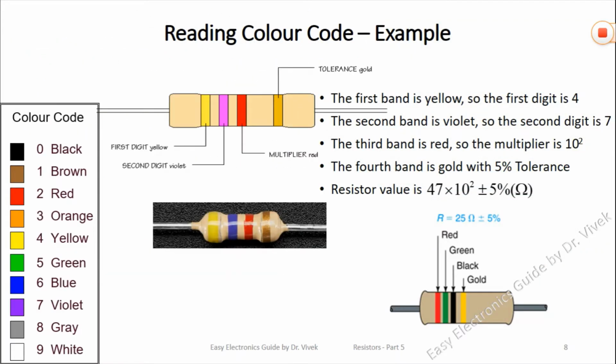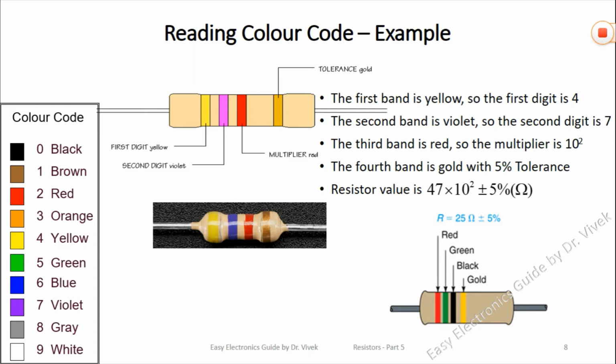Consider the example given. The first band is yellow. So the first digit is 4. Second band is violet. So the second digit is 7. Third is red. So the digit is 2. That means after the second digit we need 2 zeros, or the multiplier is 10 to the power of 2. So the value is 4700 or 47 into 10 to the power 2 ohms.